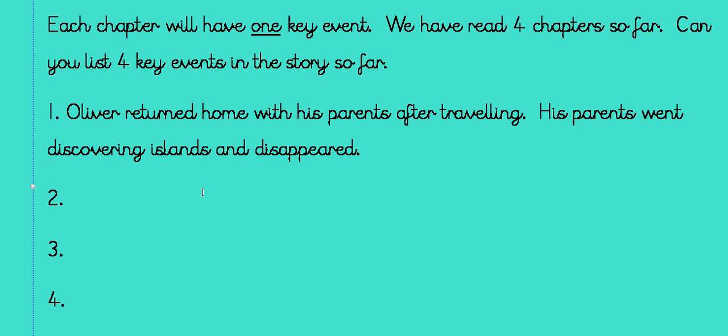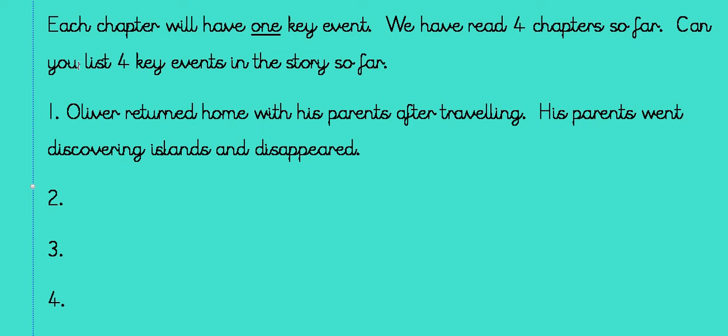So, for example, for my first chapter, I've said the key event is Oliver returns home with his parents after travelling. His parents went discovering islands and disappeared. That's my key event for chapter 1. They just returned home, and just as they had, his parents were discovering some islands and disappeared.